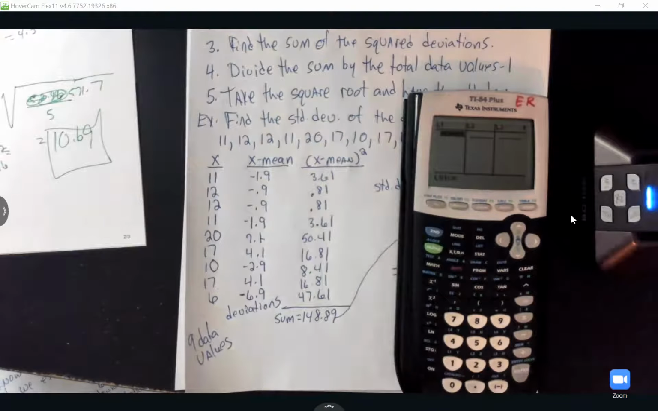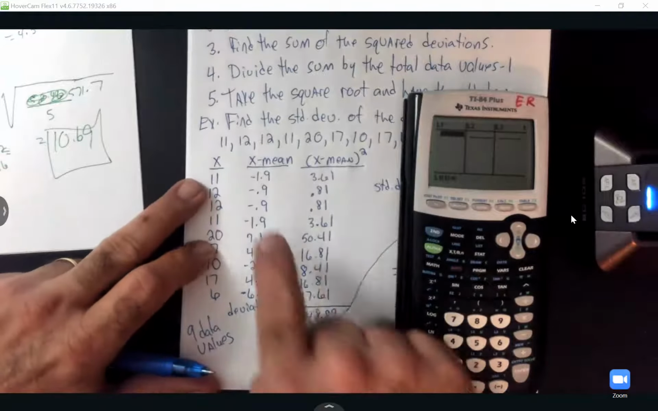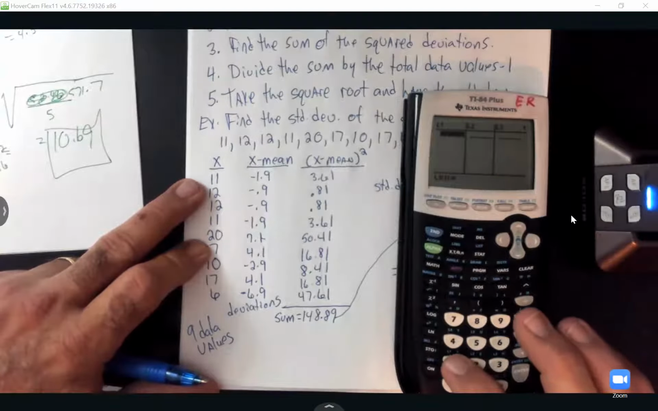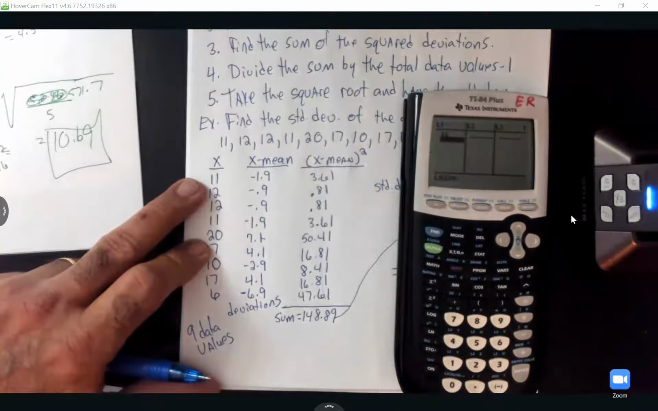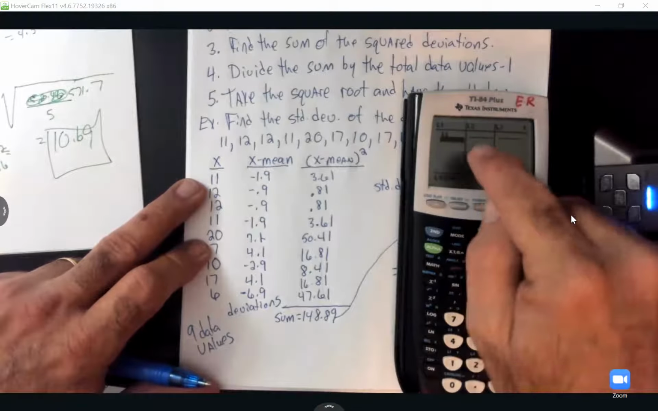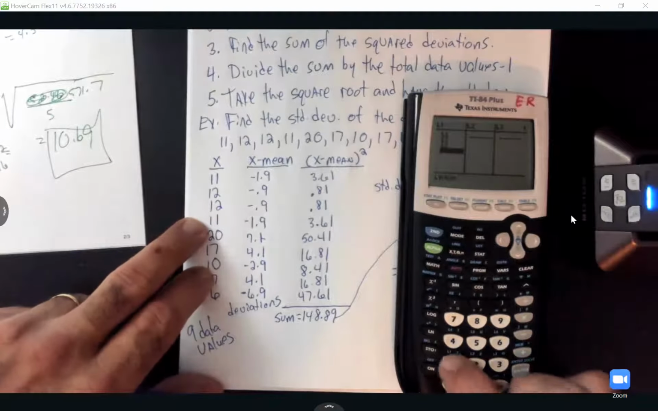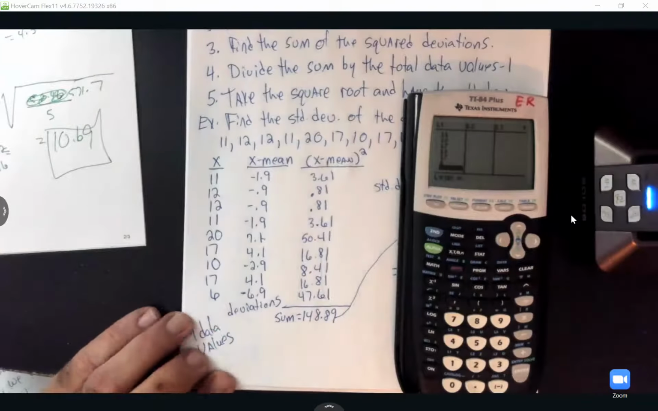And y'all are going to have this video to sort of go back into and see how I'm doing this. So what I'm going to do is put all 9 of these data values into my L1, okay? So I got 11, enter. So notice as I enter, it's going to put each one of my data points on my L1, okay? 12, enter. 12, enter. 11, enter. 20, enter. 17, 10, 17, and 6. Once I hit enter on all those, all my numbers are shown in L1 now.